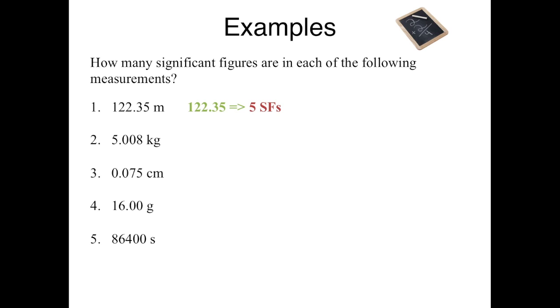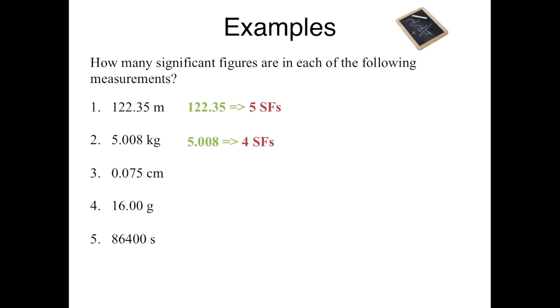Number 2, 5.008 kilograms. All right, you got a 5 and 8. Those are definitely significant. What about those zeros? Again, those zeros are in between significant figures, so they are significant, right? So that's 4 significant figures.